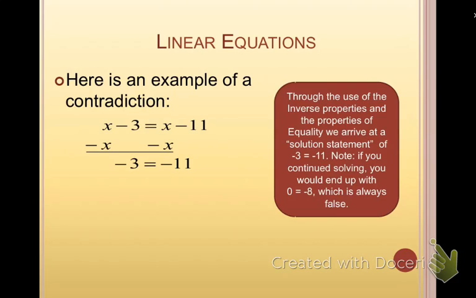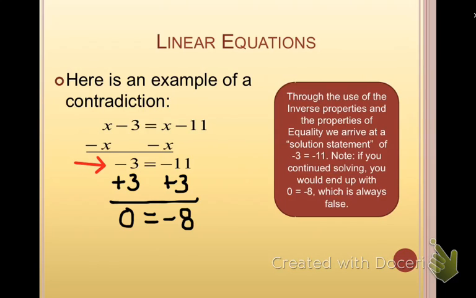If we were to continue to solve this, let's say I didn't quite catch on to the fact that this was a contradiction at this point, and I tried to keep going. I could add 3. Oops, let's go back and fix that. I could add 3 to both sides, and that would leave me with 0 equals -8. That's still a contradiction, though. So, regardless of whether I notice it here or here, the statement's still false, it's still a contradiction, and I'm still going to end up with no solution.